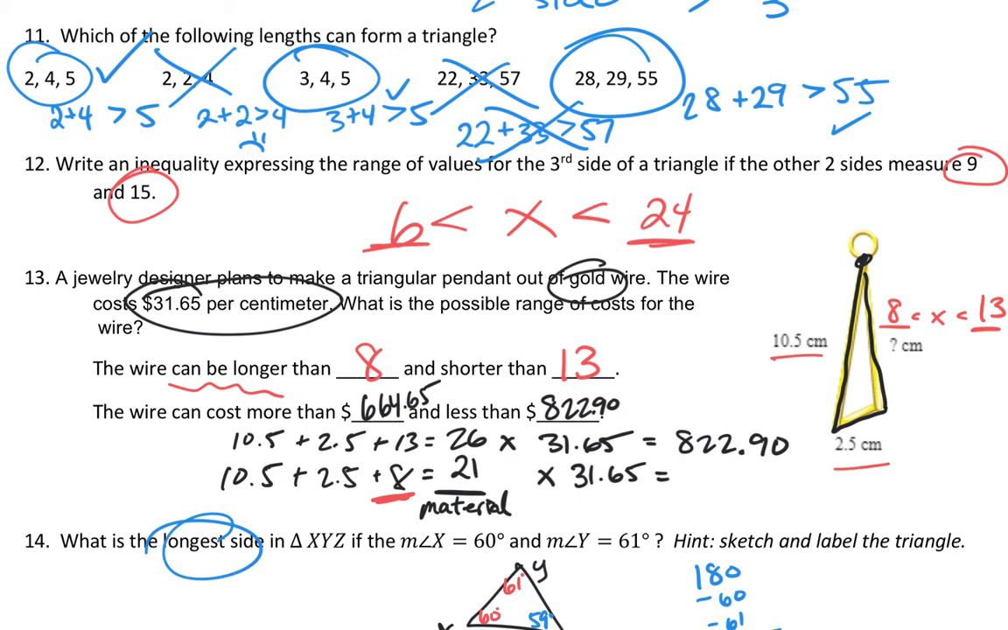So we need the longest side. The longest side is going to be opposite the biggest angle. So find your biggest angle, and that will point you to the biggest side. So the biggest side should be XZ.